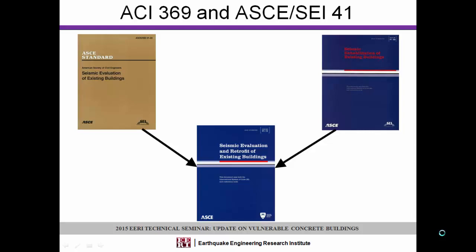As some of you may know, ASCE 41-13 brought together ASCE 31 and ASCE 41-06. Now they're one document. This is a very sizable document. It's about 1,000 pages long. It has all the materials in it: concrete, steel, masonry, and Tier 1, Tier 2, Tier 3 evaluation procedures. So it's a very comprehensive and very large document.